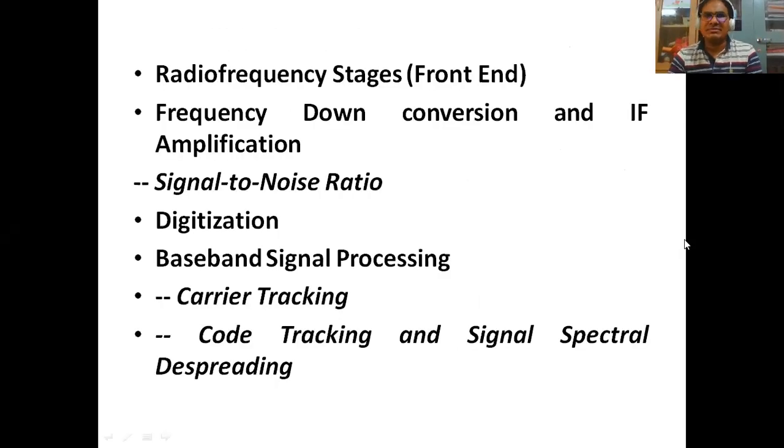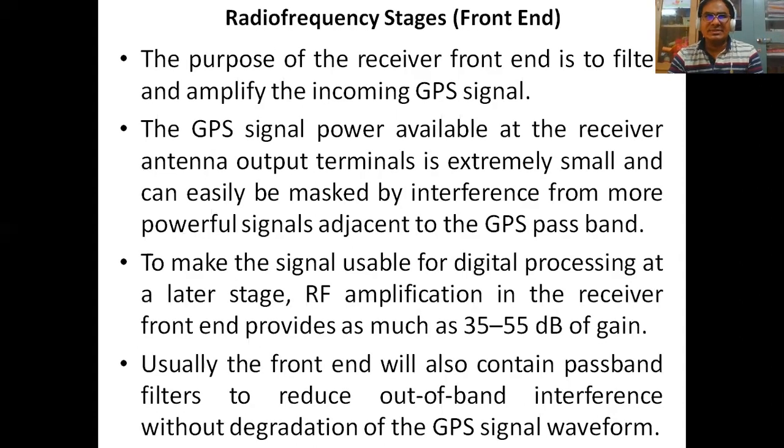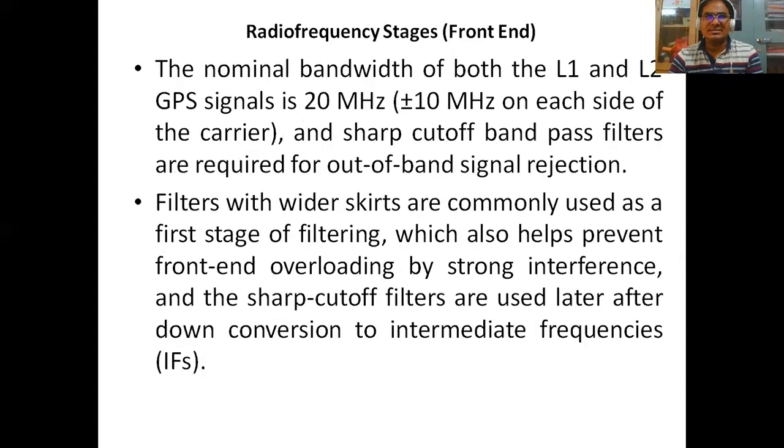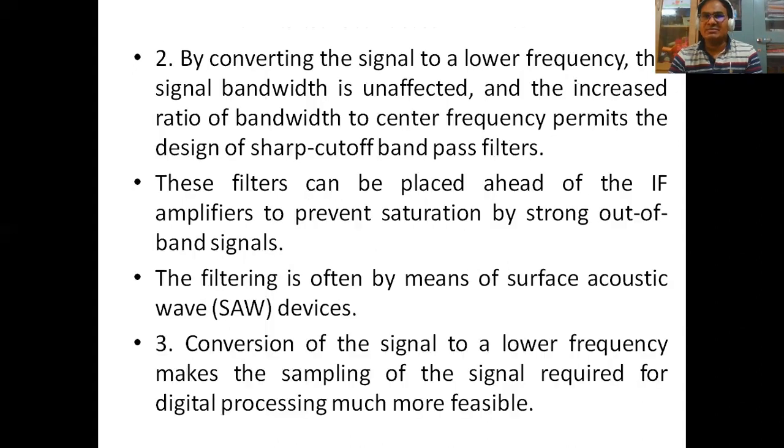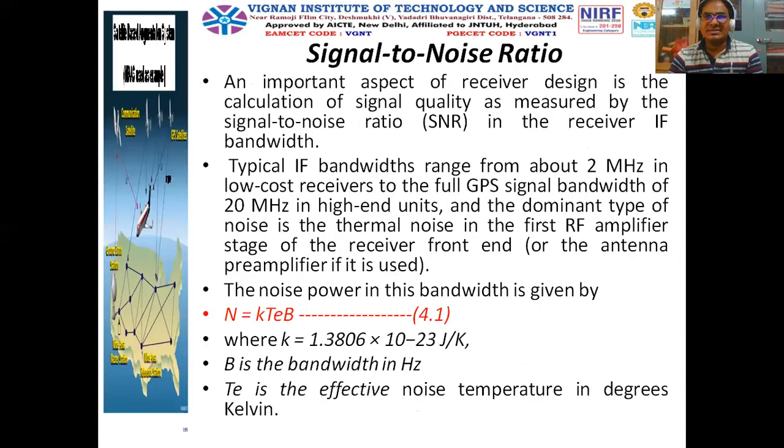Of course, the same thing, whatever we have studied till now, is there in the next slides. So front end, frequency down conversion in stage 1 and stage 2 with the help of the local oscillator signal frequency. Then signal to noise ratio. Signal to noise ratio is the ratio of the signal power to the noise power, that you know from your previous studies.